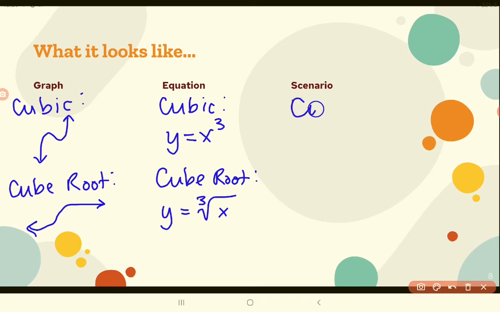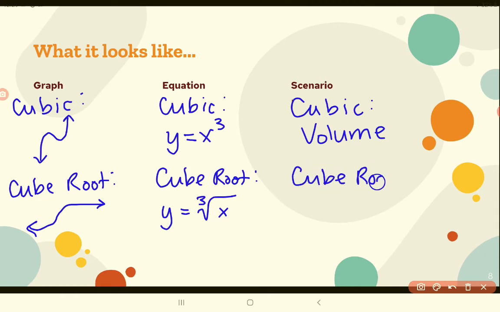Okay, and what are some different scenarios? Well, for cubic is volume. So when you talk about like the volume of a cylinder or the volume of a box, what you're talking about is a cubic function. Okay, cube root, you don't see those as much, but I tell you what, if you email me an example of a cube root function in the real world, I will give you bonus points for that. Because there are some, I just don't know what it is off the top of my head.